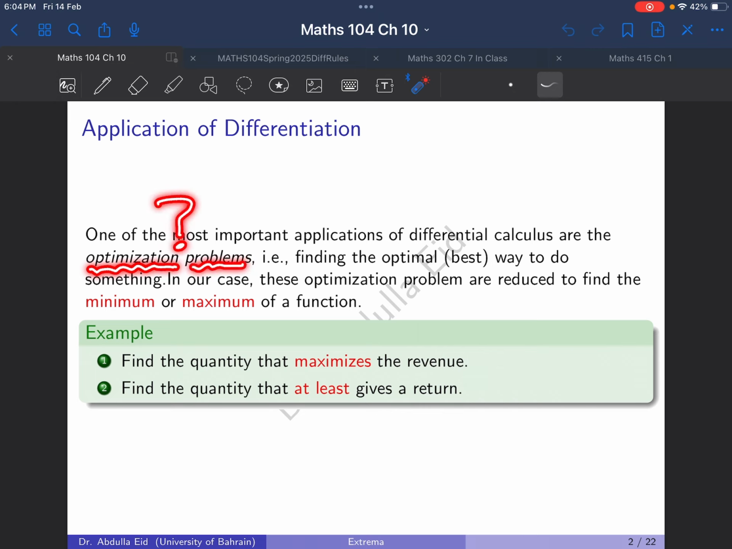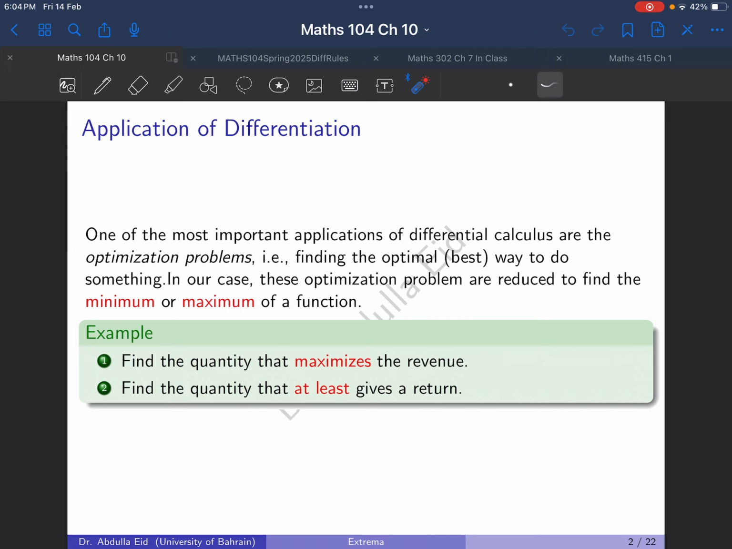Now, what is an optimization problem? Optimization is finding the optimal, and optimal means the best way to do something. So we have a problem that we need to optimize to find the optimum solution. In our case, these optimum solutions, or best ways, are reduced to finding either the minimum of something or the maximum of something, and of course that will be related to functions because we are doing derivatives of functions.